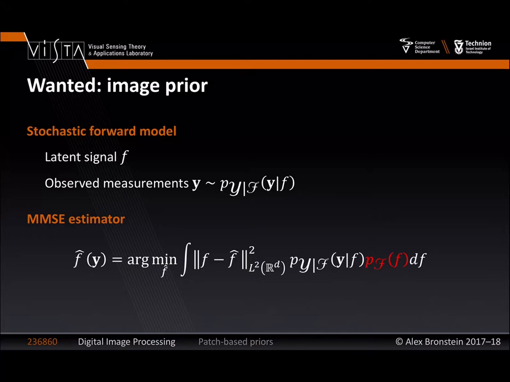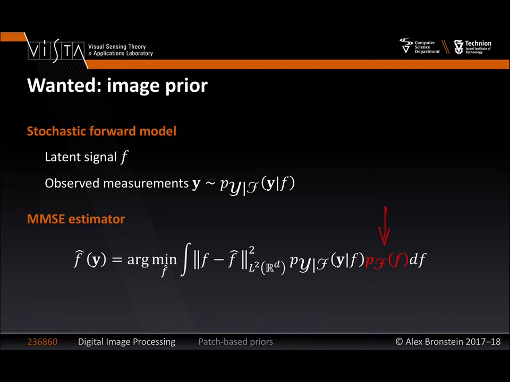And a particular example of a Bayesian estimator is an MMSE estimator that we have seen, for example, in the form of a Wiener filter. Here again, we have the prior term. Okay. So we need a good prior in order to be able to solve inverse problems. Okay.